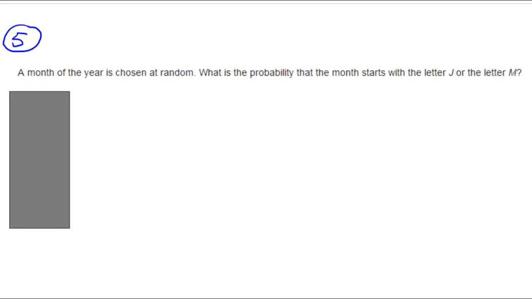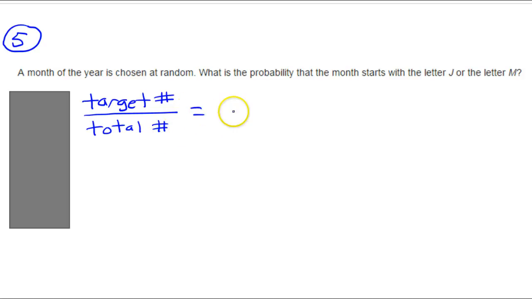A month of the year is chosen at random. What is the probability that the month starts with the letter J or the letter M? Well, the probability of an event happening is always going to be the target number of events divided by the total number of events. Target over total.